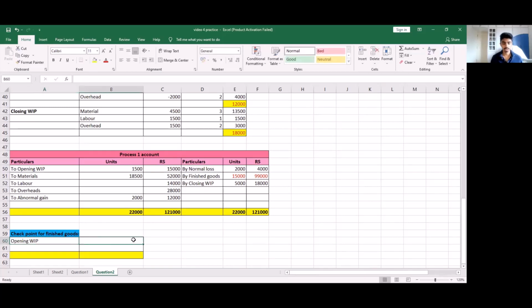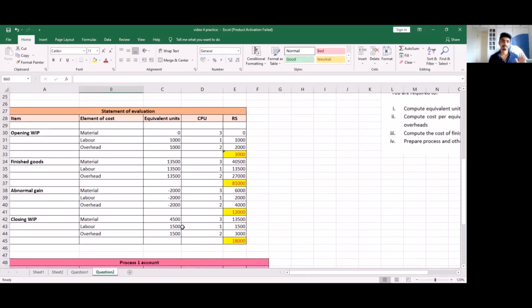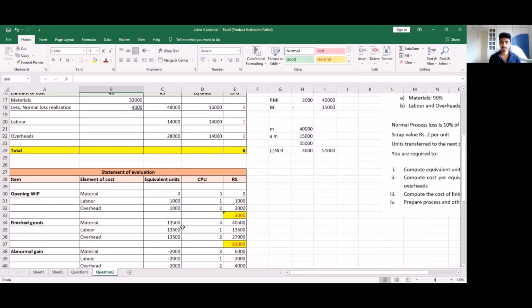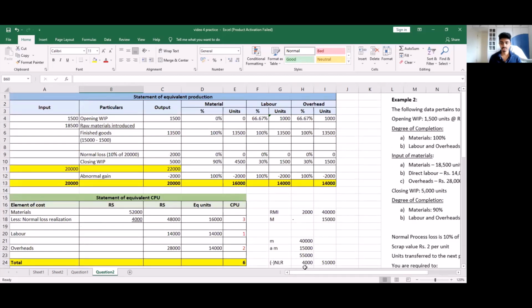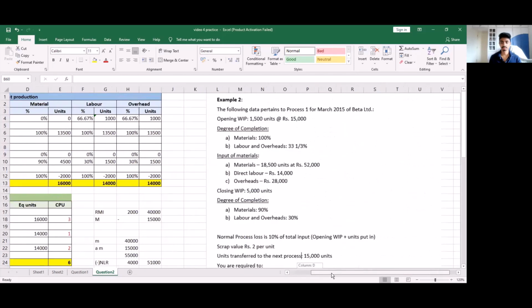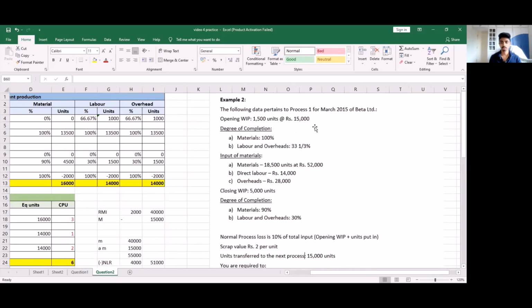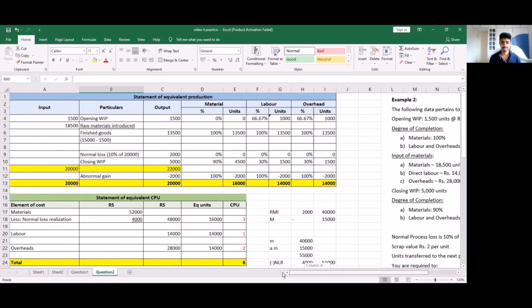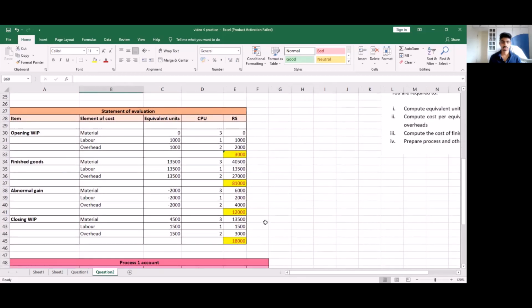So under opening work in progress, we have two parts: percentage of work that has been completed last year and percentage of work that has been completed this year. So what is the cost for the percentage of work that has been completed last year? This is being given in our question as 15,000. So work done on opening work in progress last year is 15,000. Work done this year is 3,000.